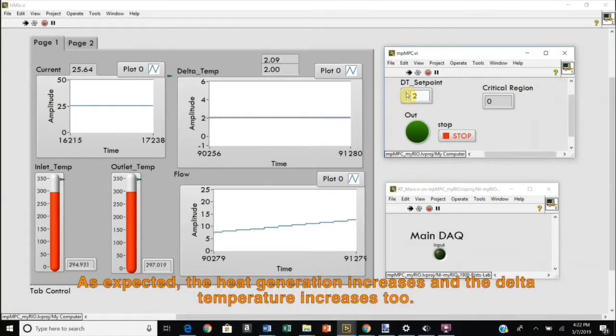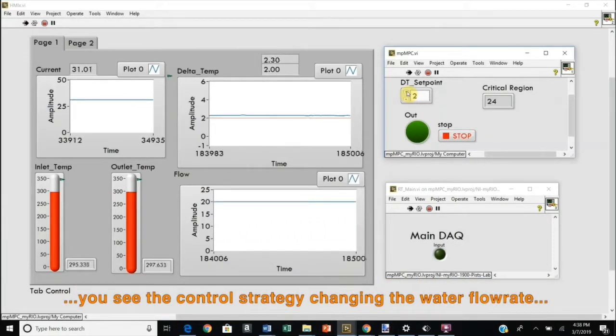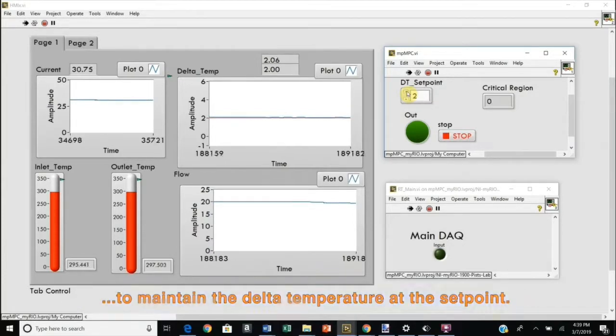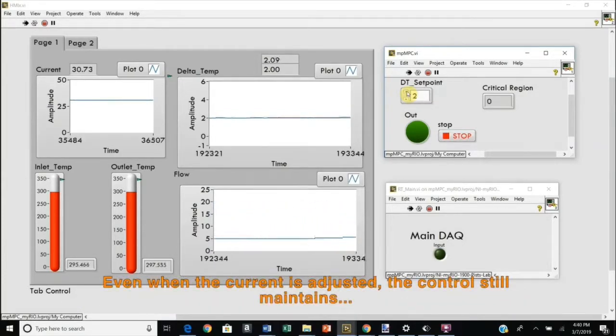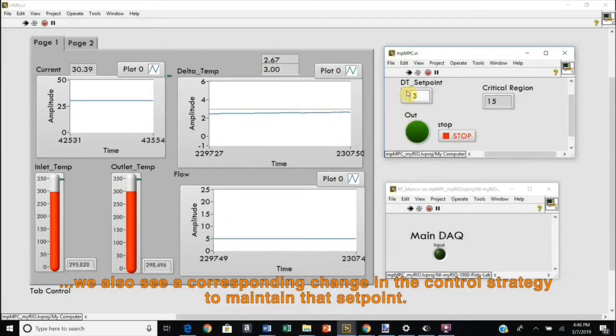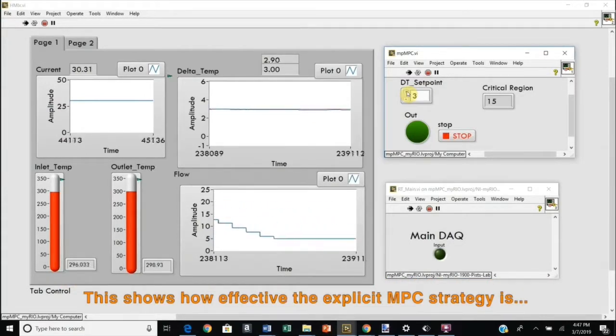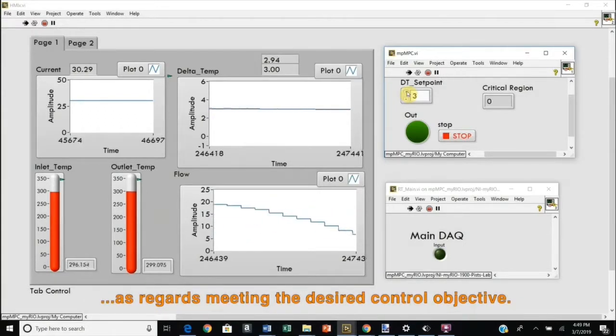As expected, the heat generation increases and the delta temperature increases too. The controller is turned on, so when the delta temperature reaches the set point, we see the control strategy changing the water flow rate to maintain the delta temperature at the set point. Even when the current is adjusted, the control still maintains the operation well. When the set point is changed, we also see the corresponding change in the control strategy to maintain that set point. This shows how effective the explicit MPC strategy is as regards meeting the desired control objective.